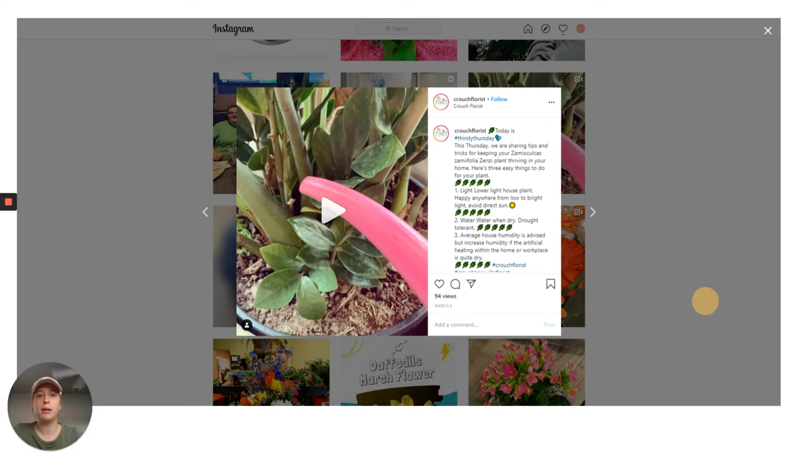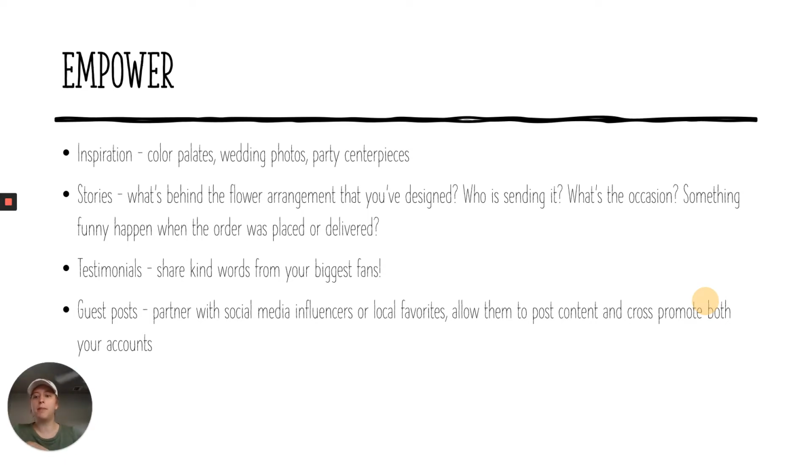So the next E is empower. Empower is basically making your customers feel empowered. This can include inspiration, whether that's color palettes, wedding photos, party centerpieces. You want to show customers what they could have. Stories: who's sending the design, what's the occasion, testimonials.